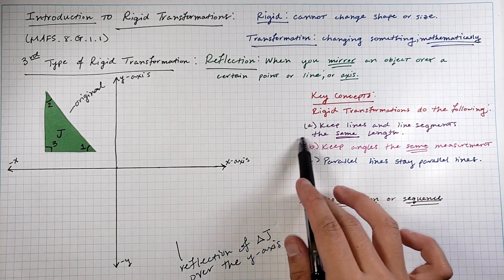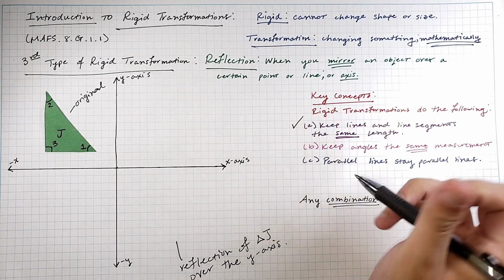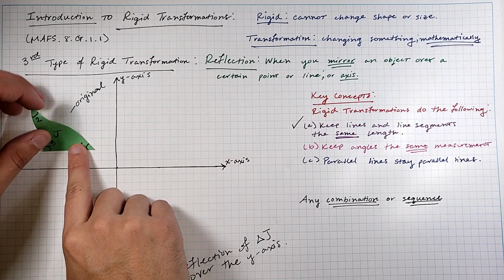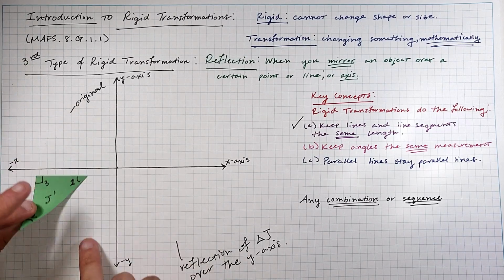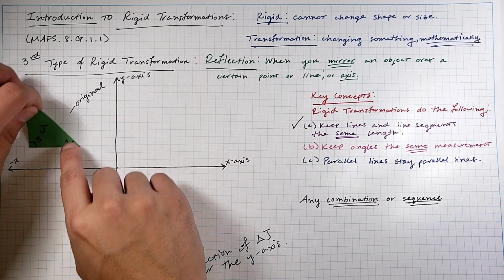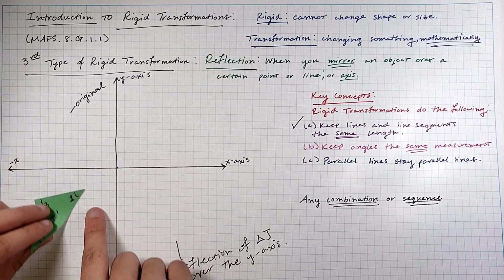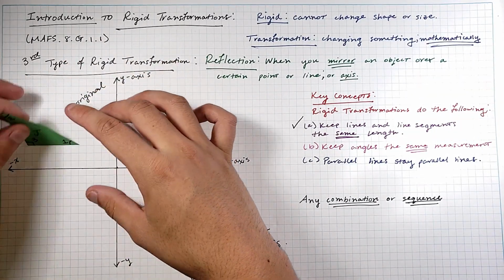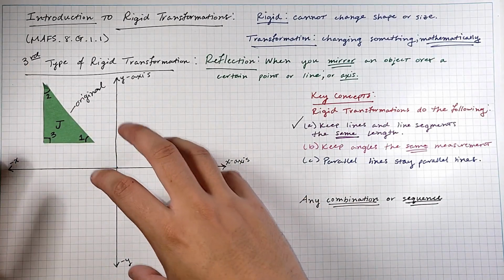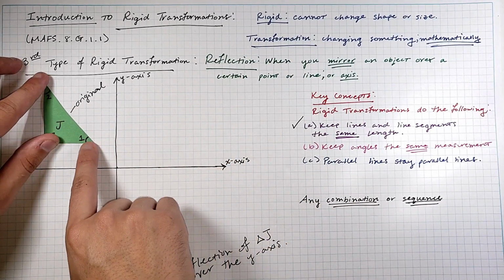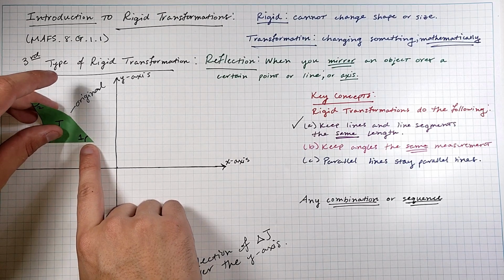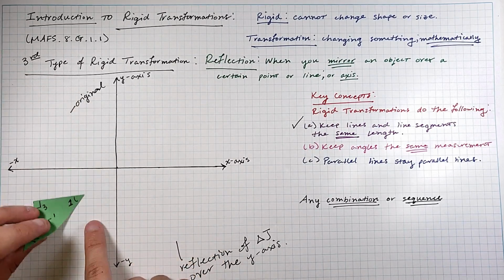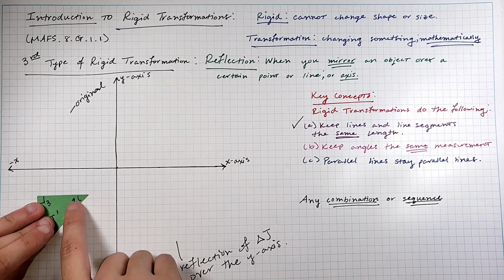The next one, concept B, is they keep angles the same measurement. So no matter how we reflect this, if I reflected the triangle like this, angle 1 still stayed the same. It's not like I squeeze the triangle or increase it in any way to change the measure of angle 1. Angle 1 is just changing its position. First it was in this quadrant, now it's in this quadrant. The measure of it is still the same.